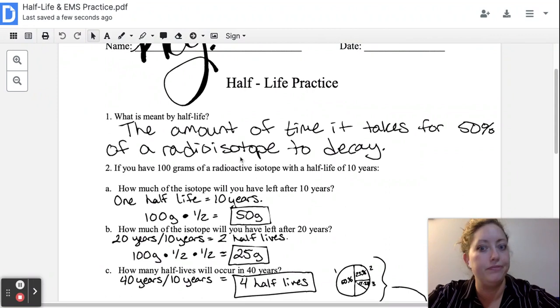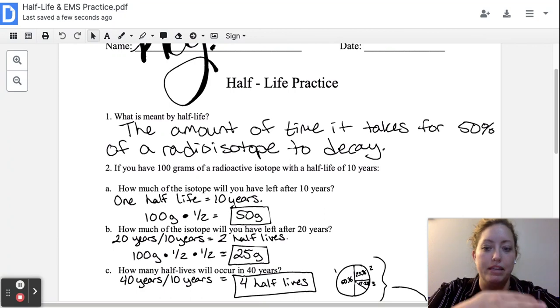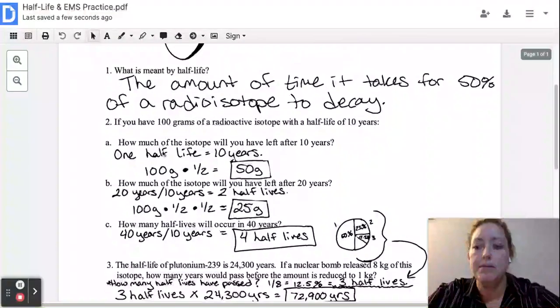So what is meant by half-life? That was kind of in the notes that we went over. It's just how much time it takes for half of the radioactive material to stabilize. So you have decayed. Decaying is the same as saying that it has stabilized.